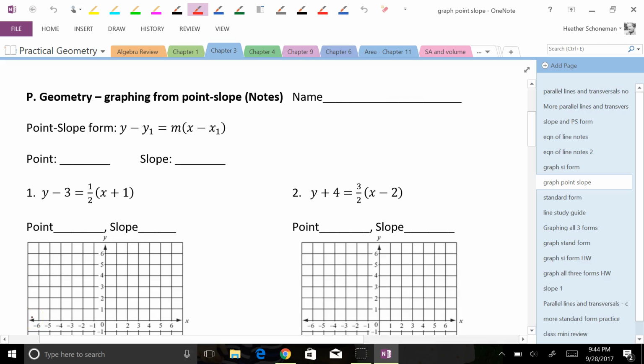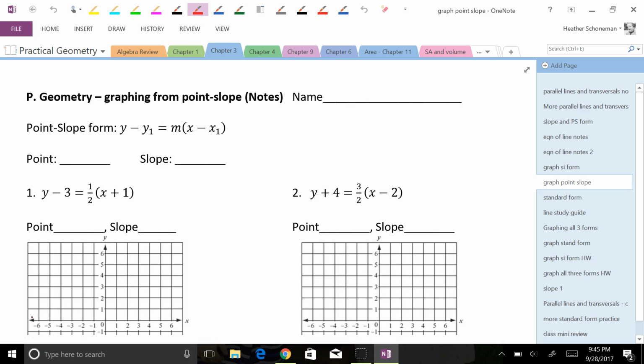Last time we graphed lines from slope-intercept form, and today we're going to graph lines from point-slope form. So go ahead and follow along in your notes as I do them on this video. But remember, this is a video, and if I talk too fast, which is very possible in the video, you can pause it at any time to catch yourself back up.